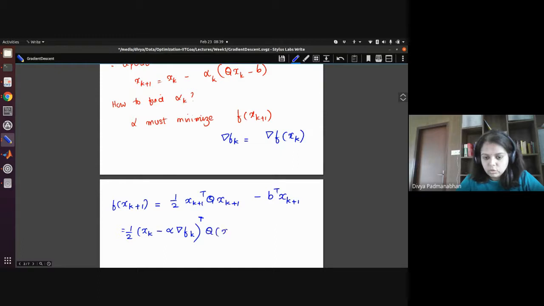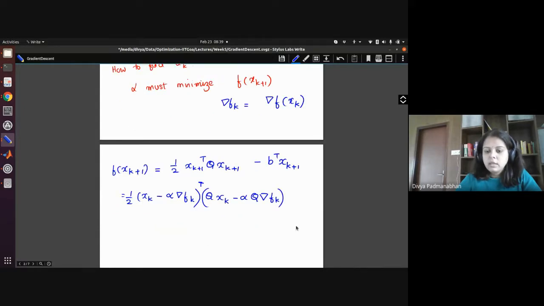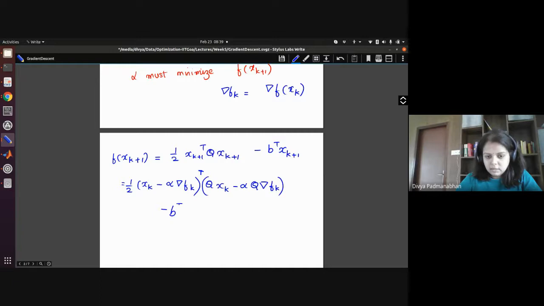So I'm just going to do this multiplication. Again, Q times x_{k+1} is Q x_k minus alpha Q grad f_k. And minus b transpose, instead of x_{k+1}, I'm going to substitute this: b transpose x_k minus alpha b transpose grad f_k. Please stop me if you spot some mistakes. It's very possible that I mess up.